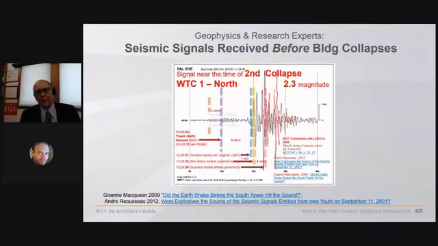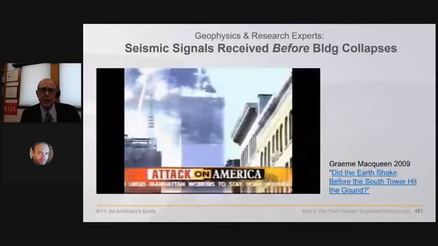So, what can account for those waves coming even before the tower's descent? Well, do you remember those witnesses of explosions before the tower collapsed? Lots of them. Well, there's another one, and there's two more. Cameras that are on tripods. 6 and 10 seconds before the tower starts its descent, these cameras are shaking.